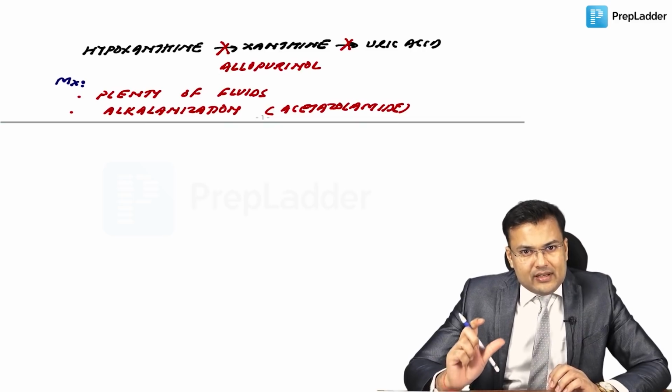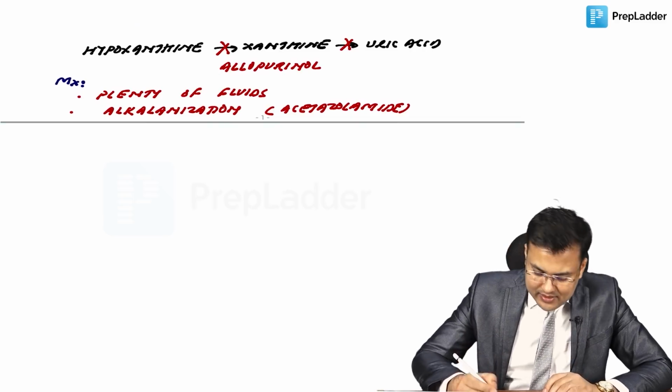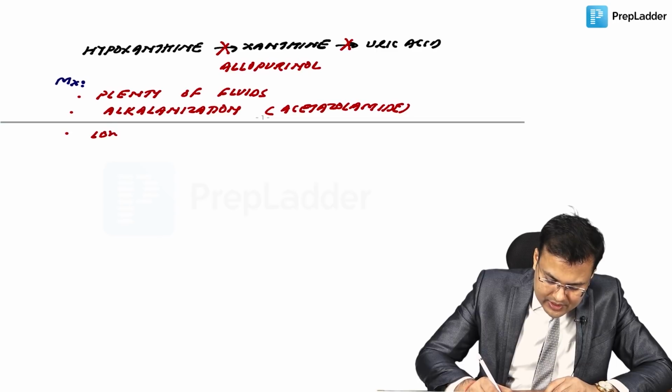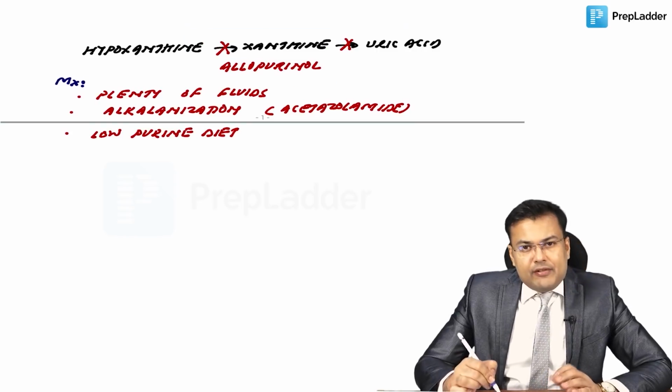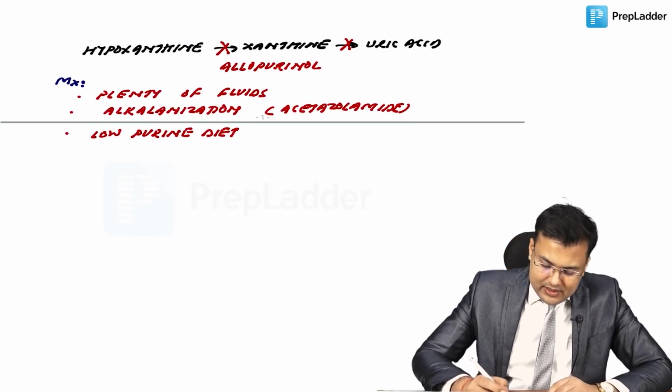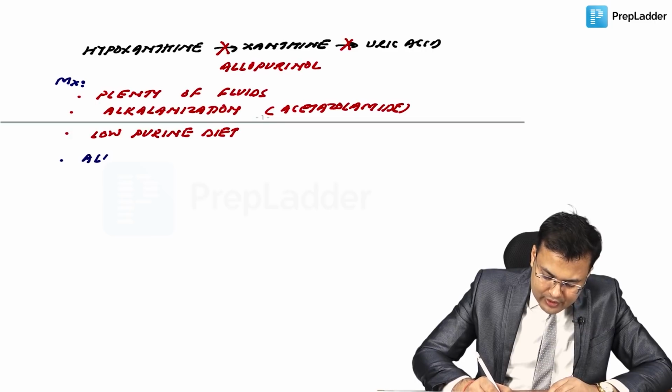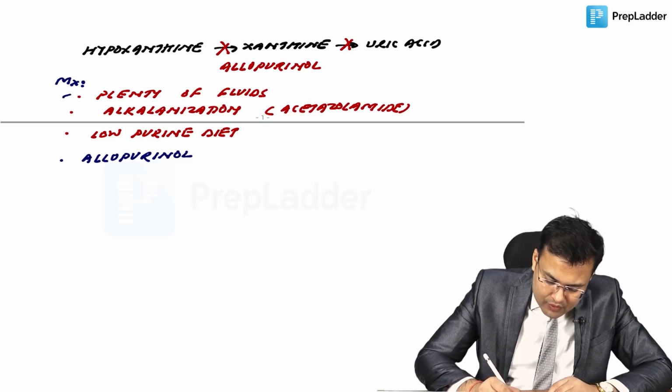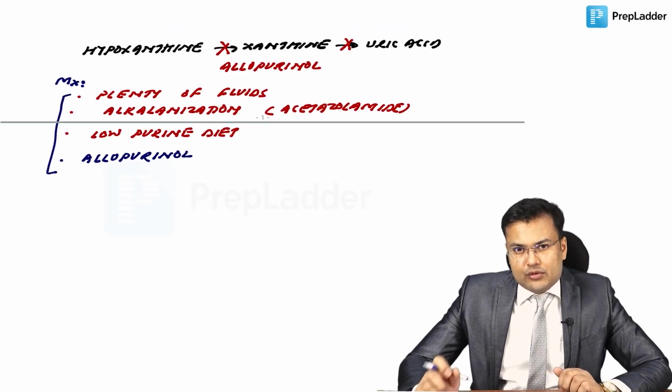So what should be taken in lesser quantity? We should take a low purine diet. And despite these, if we have to start a drug, we can easily use which one? Allopurinol. Clear? So this is how we are going to manage the uric acid stones.